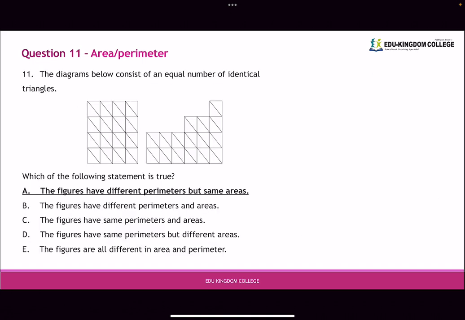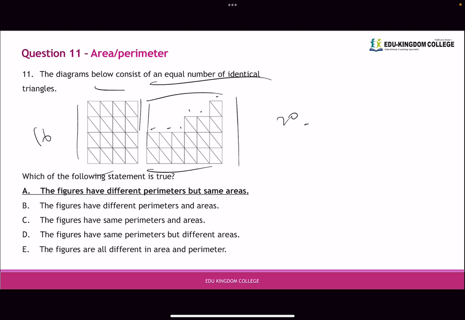Last question. In these blocks, we have the same number of blocks and they're all the same size. So it says equal number of identical triangles, which must mean the area is the same. But if you look at the perimeters, it's 4, 4, 4, 4, which is 16. Here it's 1, 2, 3, 4, 5, 6. So 6, 6, 4, 4, which is not 16. Okay, it is 20. So same area, different perimeters.